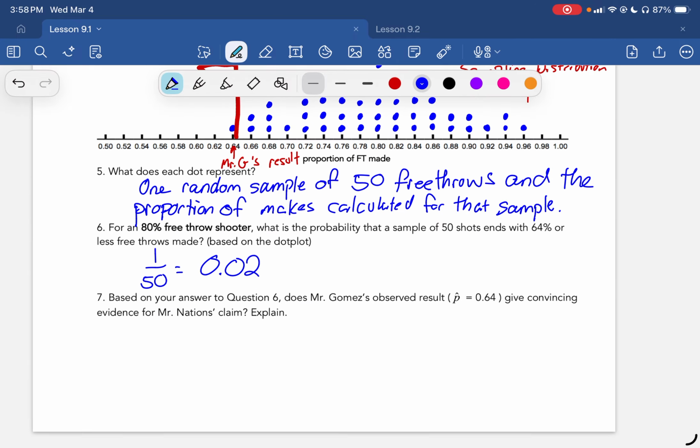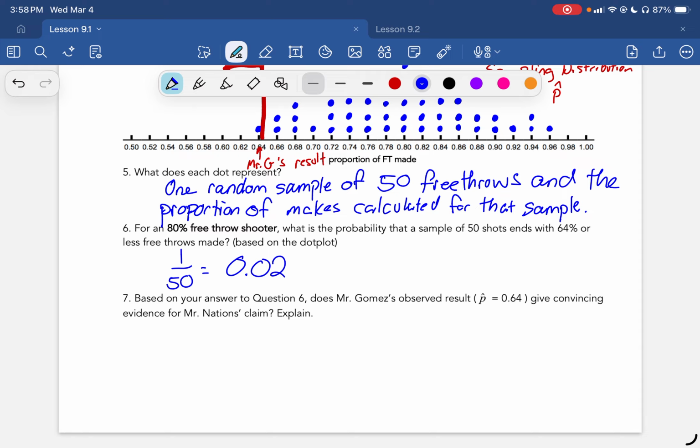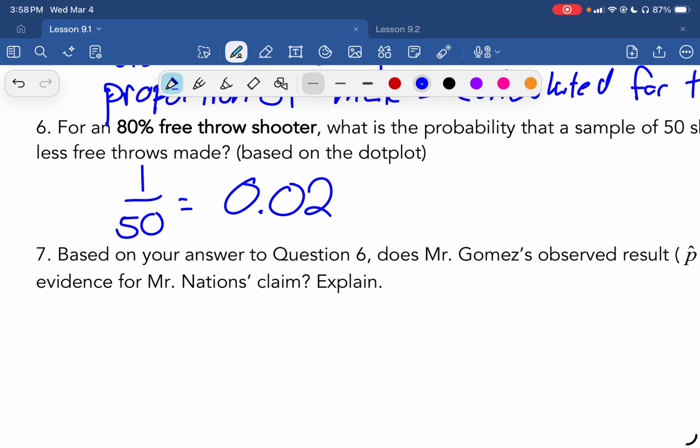Now, using number 7, based on our answer from question 6, does Mr. Gomez's observed result, so that sample that I observed him do of 0.64, give convincing evidence for my claim that he's not really an 80% free throw shooter? Hopefully what you're seeing, 0.02 is a very low probability. It's 2%. My hope is that you're saying yes. You're nodding your head, yes, this is. It would be unlikely.